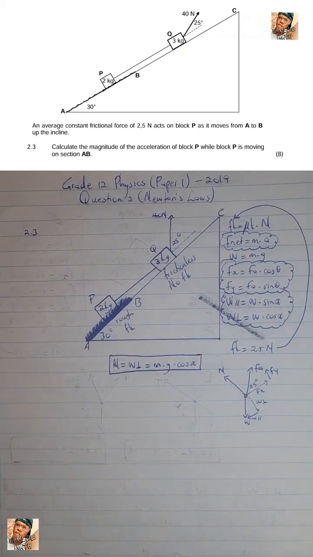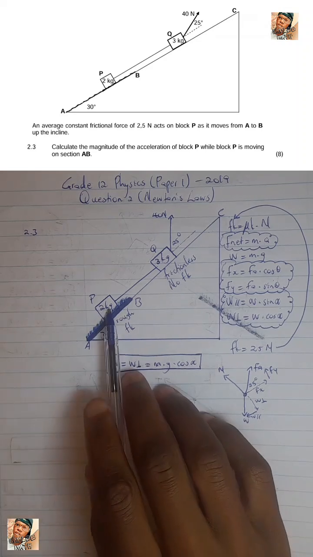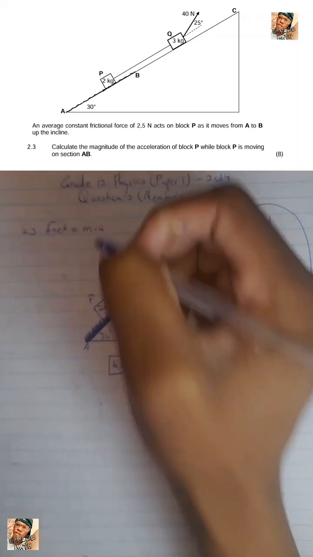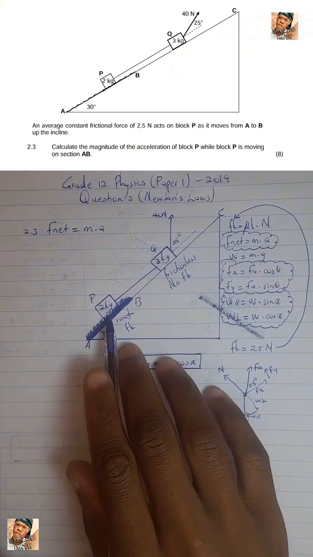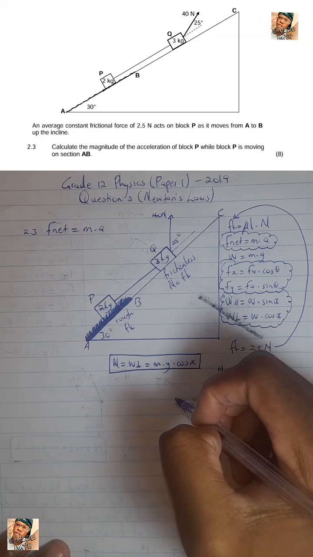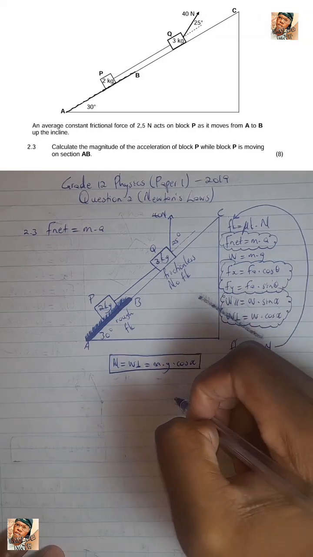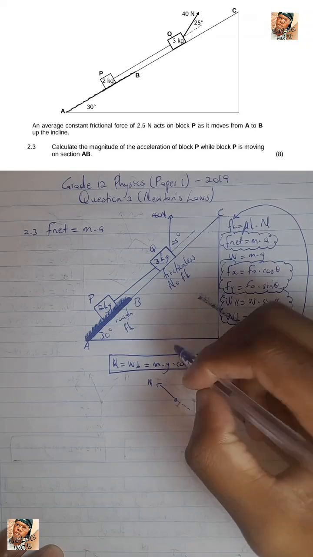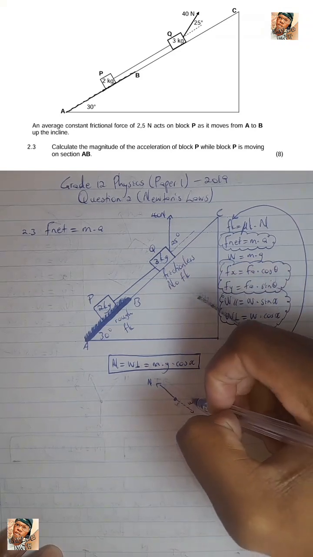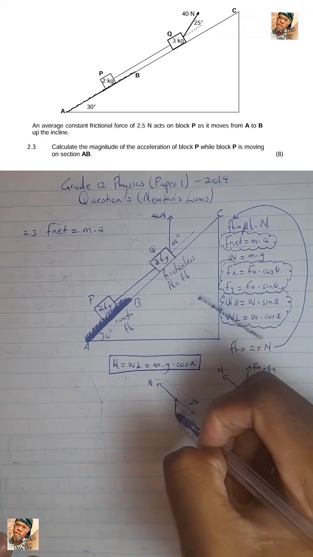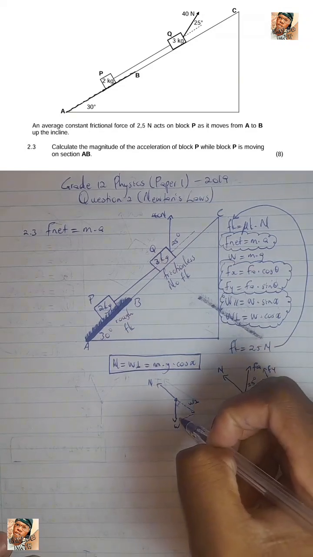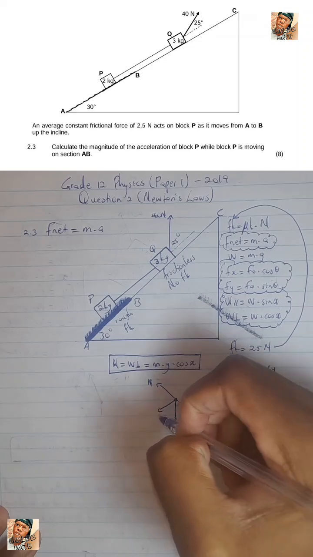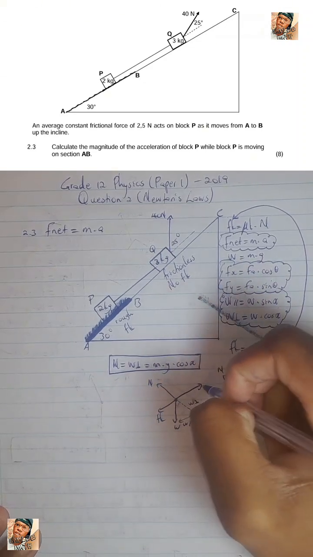So now let us apply the second law on block P. The net force F net is equal to the mass multiplied by the acceleration, right? So for the forces that are acting on P, we're going to have to note the free body diagram of P as well. So we said that it is going to be the normal force, which is going to balance the W perpendicular, acting perpendicular, and then we're going to have the weight, of course, and then the W parallel acting down the incline, and then of course we're going to have the frictional force, then the tension.